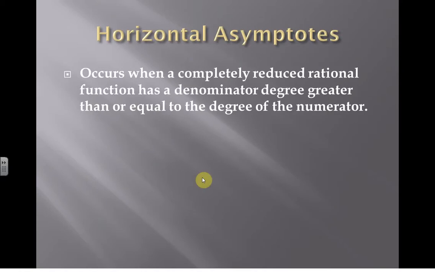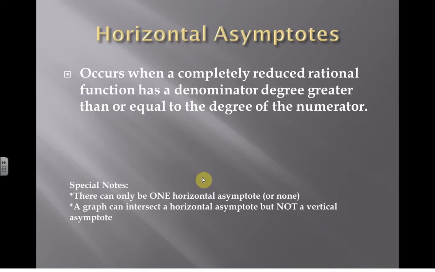Horizontal asymptotes. So these are going to happen when a completely reduced rational function has a denominator degree greater than or equal to the degree of the numerator. Let's just focus on the fact that there can only be one horizontal asymptote or none. You can never have more than one. One or none? One or none. That's it. Okay? And a graph can intersect a horizontal asymptote technically, but not a vertical asymptote.